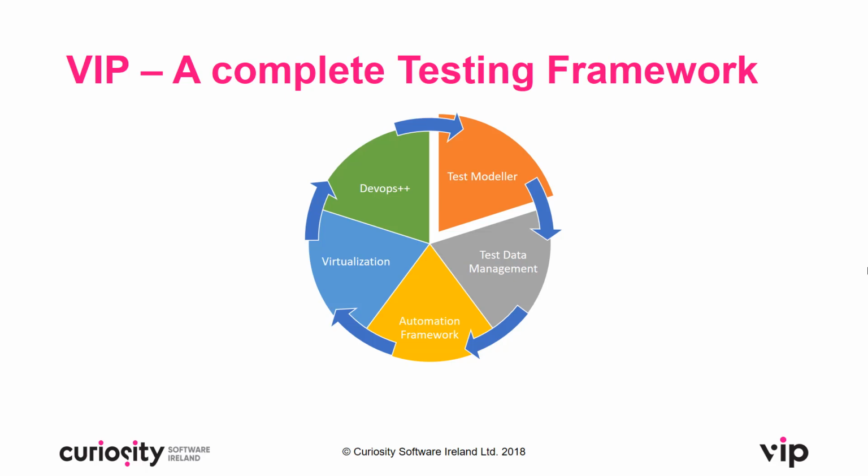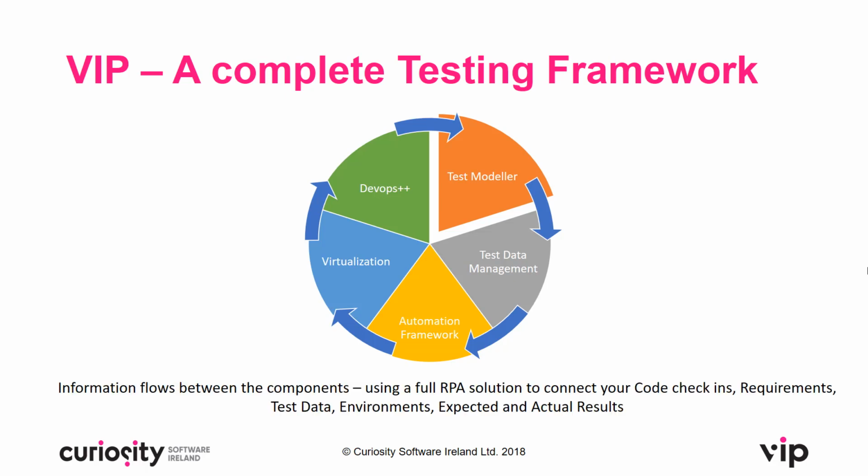All the components roll up under a DevOps framework. That is in fact a full RPA solution. It helps you build up an integrated software lifecycle framework. For example, you can join your Git check-ins to your Jira repository, to your test data, to your expected and actual results to achieve full end-to-end traceability.